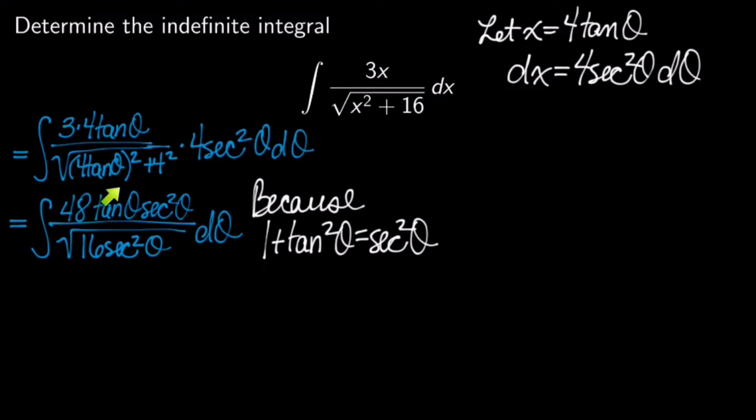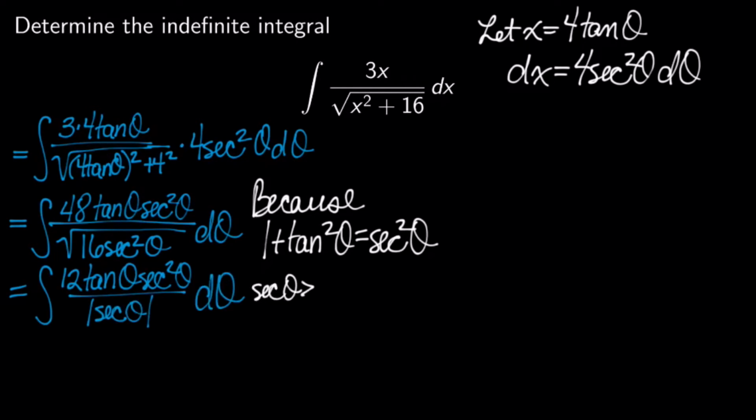Do you see how this is 16 tan squared theta plus 16? Well, I turned that into 16 secant squared theta because of this trig identity. The next thing I'm going to do is factor out this 16 from under the radical, which turns into a 4, and I'm going to simplify even further. And so on top I have 12 tan theta secant squared theta.